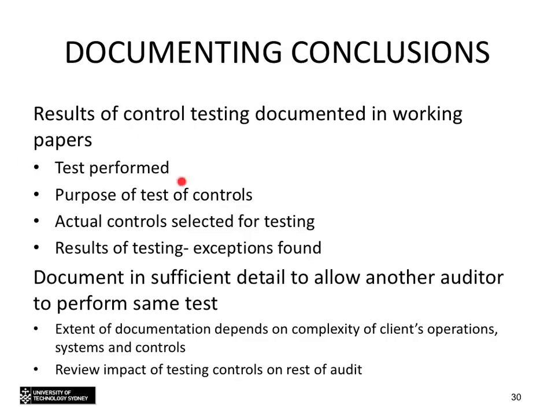So you decide in your program or in your documentation, what did you do? Why are you testing that control? What were the results? And if we found any issues, what did we do about them? Did we investigate? Who did we talk to? What did the client say was the issue? The key in terms of how much documentation: sufficient detail to allow another auditor to perform the same test.